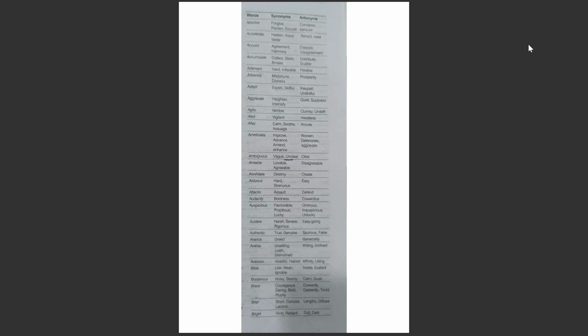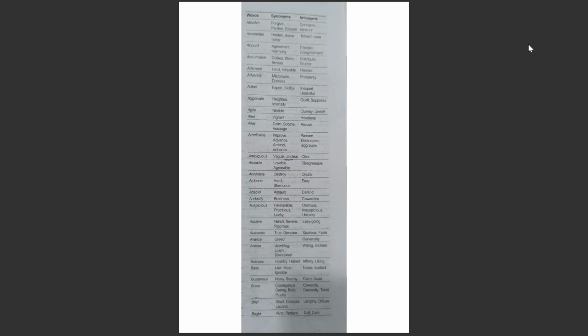नेक्स्ट वर्ड इज ऑस्पिशियस. ऑस्पिशियस का मतलब होता है फेवरेबल, प्रॉपिशियस, लकी, पायस, राइट. और इसका एंटोनिम होता है ओमनियस, इनऑस्पिशियस, अनलकी. व्हेन सिचुएशंस आर नॉट इन योर फेवर, दैट इज रिफर्ड टू एज अनलकी और इनऑस्पिशियस. द नेक्स्ट वर्ड इज ऑस्टियर. ऑस्टियर मीन्स हार्श, सिवियर, स्टर्न, रिगरस. These are the synonyms of austere, and the antonyms of austere would be easygoing, flowy, right? These are the antonyms.